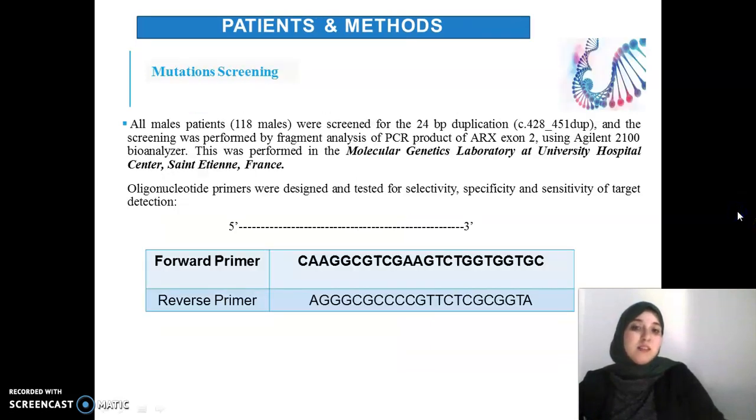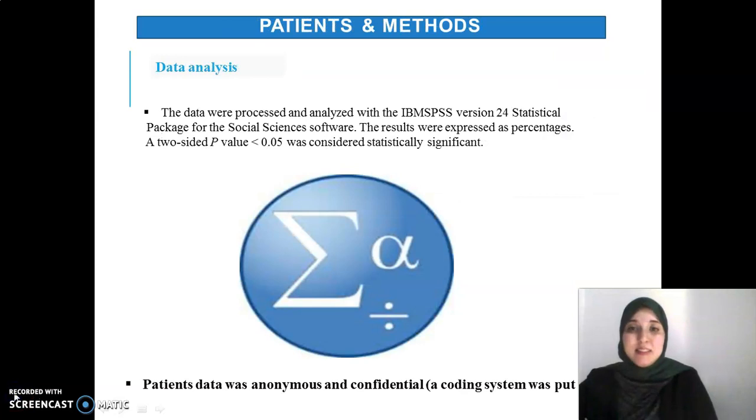For the mutational screening, all male patients, 118 males, were screened for the most recurrent 24 base pair duplication, and the screening was performed by fragment analysis of PCR products of ARX gene exon 2 using the Agilent 2100 bioanalyzer. It was performed in the Molecular Genetics Laboratory at the University Hospital Center Saint-Étienne in France, and we designed these primers.